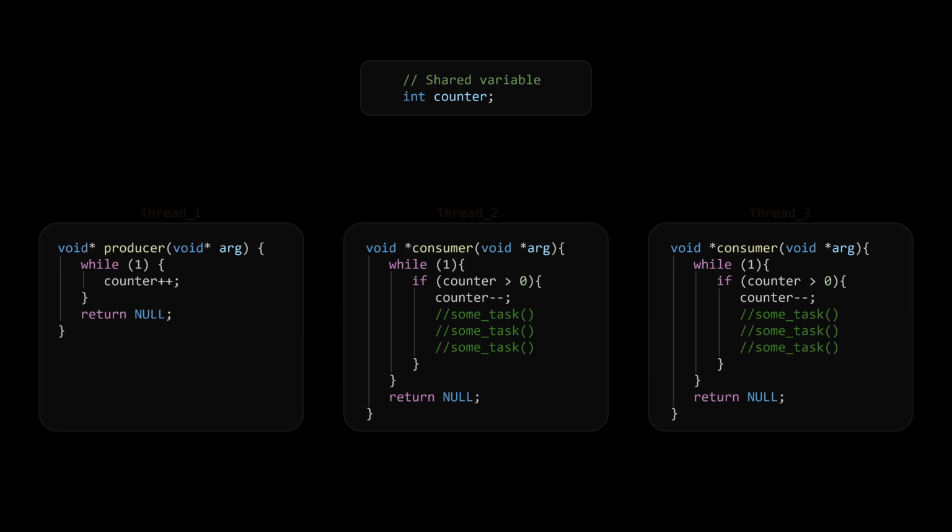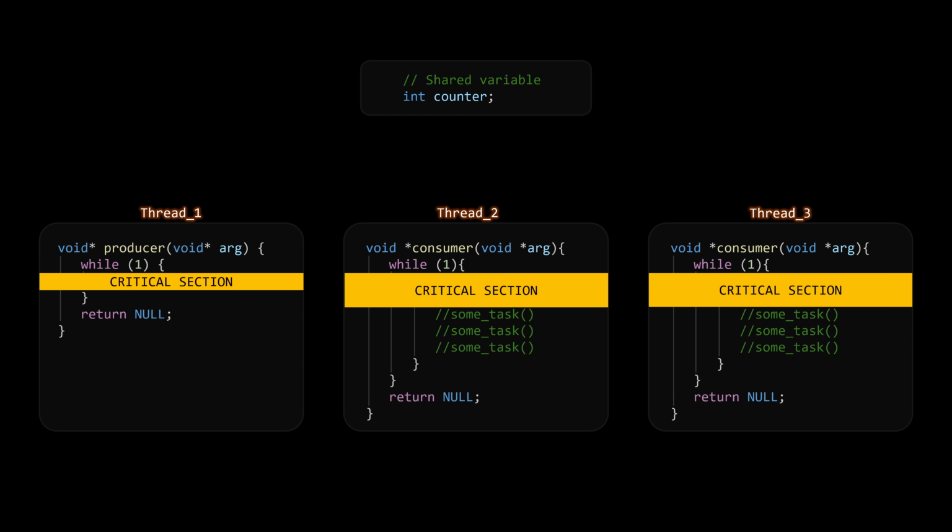When working with concurrency, there are parts of our code where multiple threads need to access the same data, such as variables or files, at the same time. This portion of code, where a race condition can occur, is called the critical section.